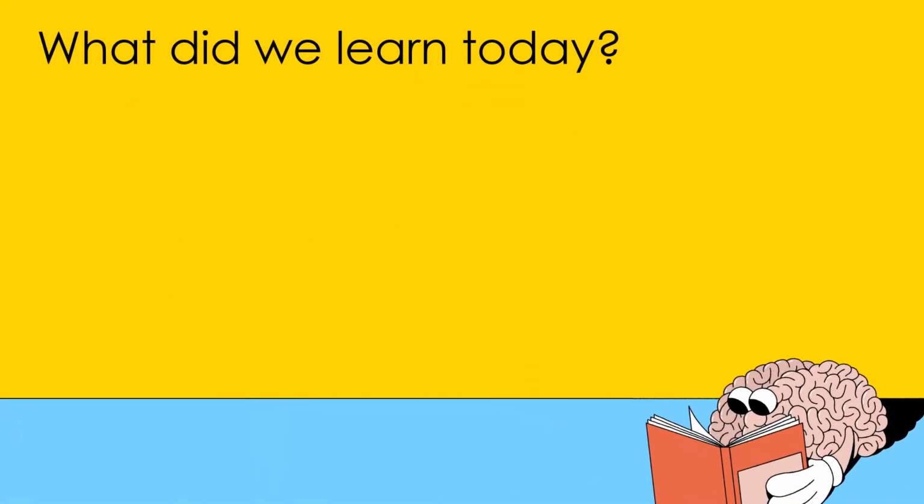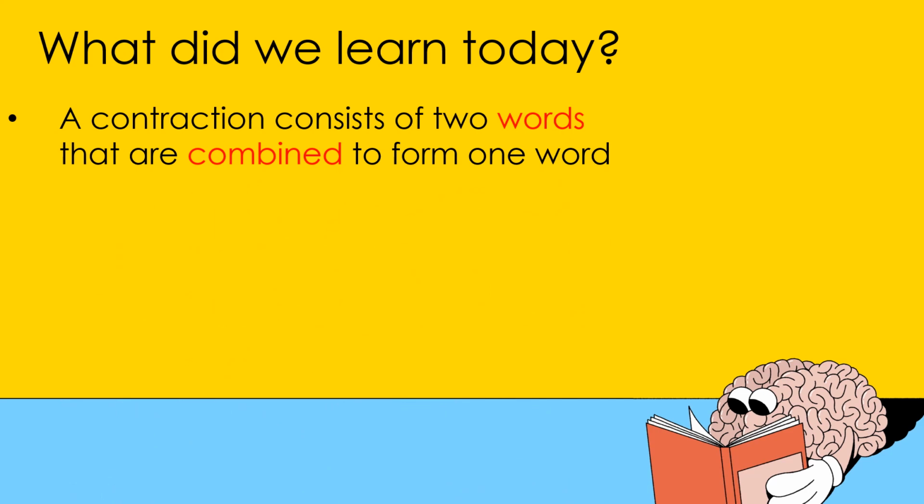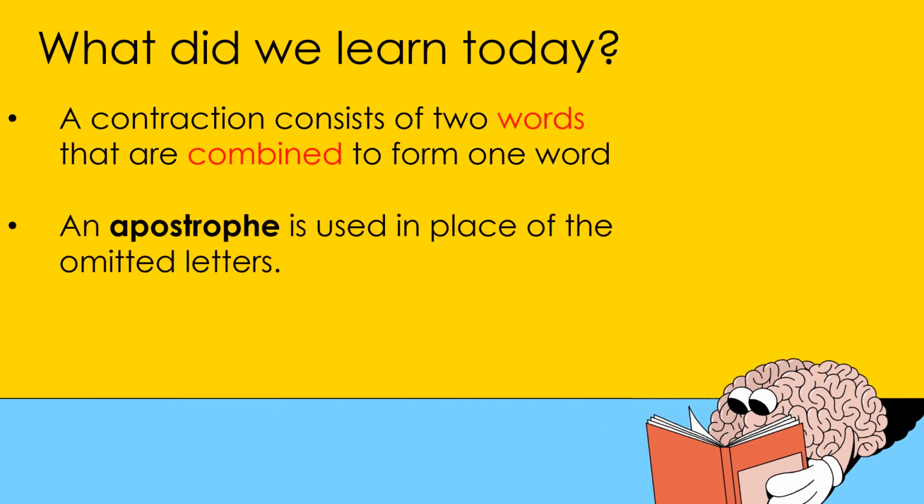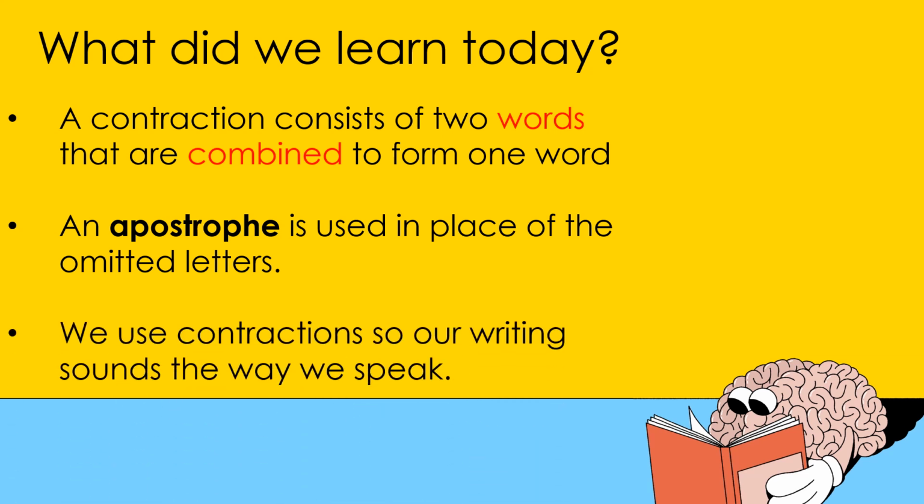What did we learn today? A contraction consists of two words that are combined to form one word. An apostrophe is used in place of the omitted letters. We use contractions so our writing sounds the way we speak.